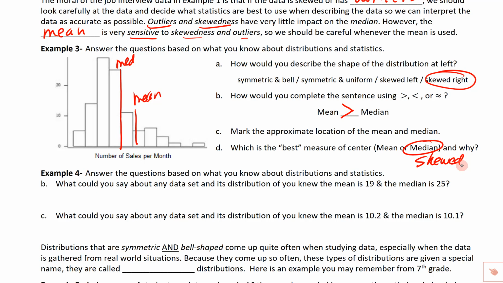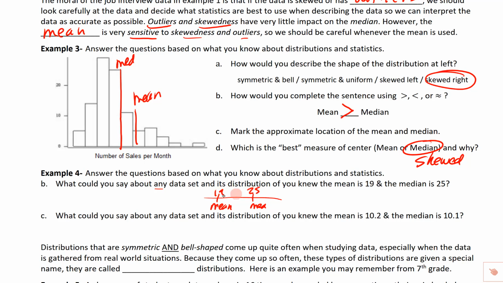Now, taking a look at example 4, it says answer the questions based on what you know about distributions and statistics. So this doesn't have anything to do with up above here, so let's take a look at this. It says, what can you say about any data set and its distribution if you knew that the mean is 19 and the median is 25? So I'm going to put the median right here of 25 and the mean right here of 19.